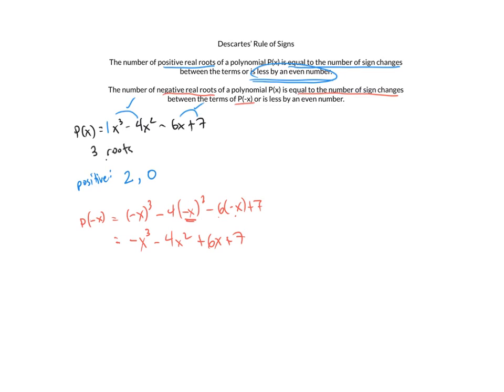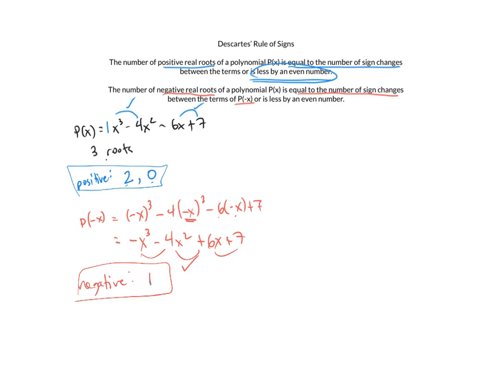And now I count the sign changes again. Here, no sign change. Here, there is a sign change. Here, no sign change. So for the negatives, I have 1 negative real root, and it would be even numbers less than that. But I can't take 2 away from 1. I get -1, and I can't have -1 roots. So my only option is to have 1 negative real root. On the positive side, I could have 2. If I had 2 positive real roots and 1 negative, there would be no complex roots. If I had 0 positive and 1 negative, there would be 2 complex roots.